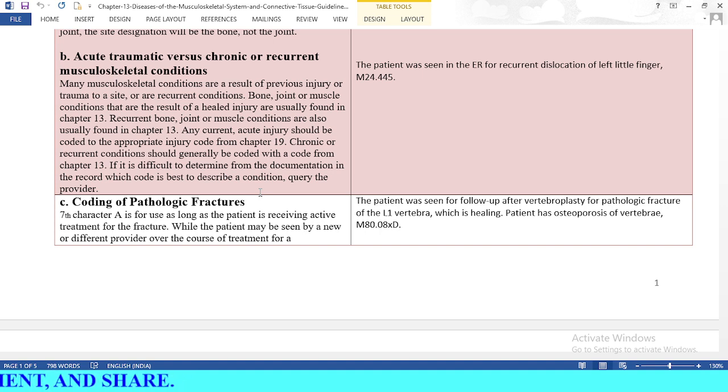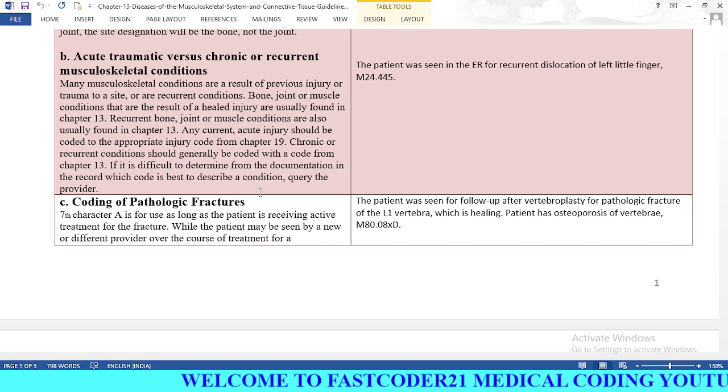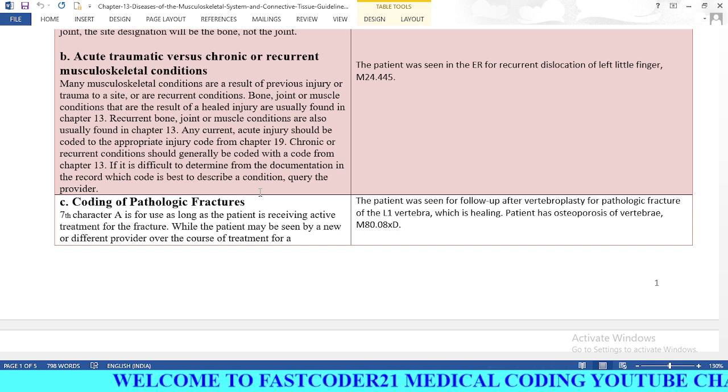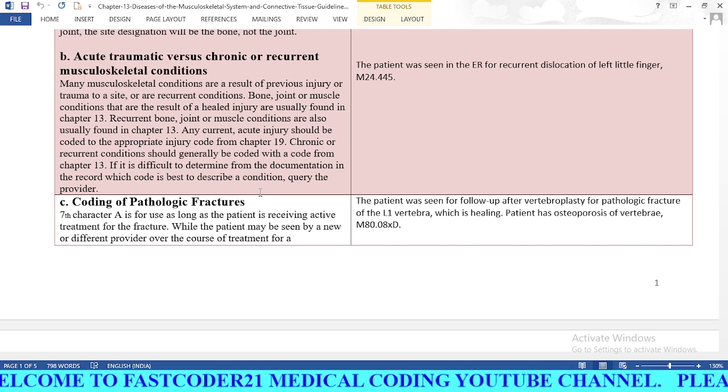Next guideline, acute traumatic versus chronic or recurrent musculoskeletal conditions. Many musculoskeletal conditions are a result of previous injury or trauma to a site, or recurrent conditions. Because of previous injury, we may have a musculoskeletal condition. Because of trauma to a site, we may have a musculoskeletal condition, or because of recurrent conditions.